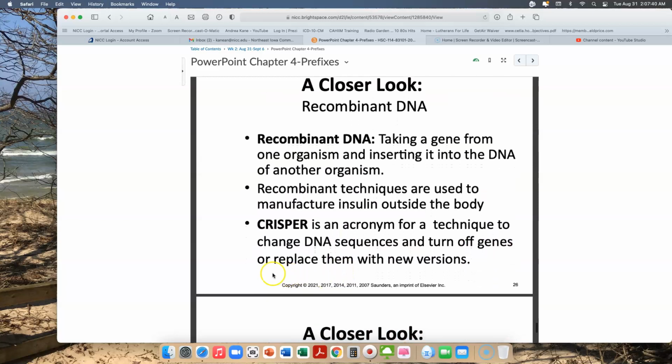Recombinant DNA. This is taking a gene from one organism and inserting it into the DNA of another organism. These techniques are used to manufacture insulin outside of the body. CRISPR is an acronym for a technique that is used to change DNA sequences and turn off genes or replace them with new versions.